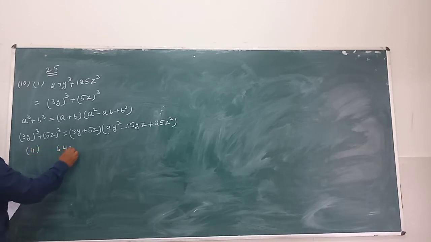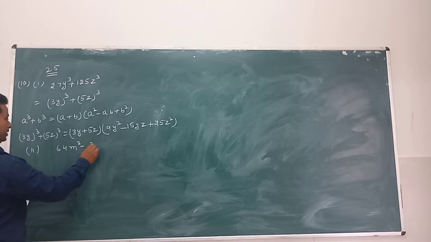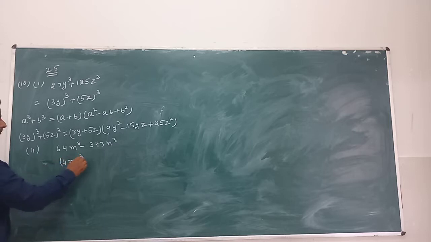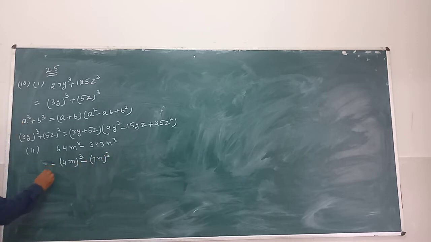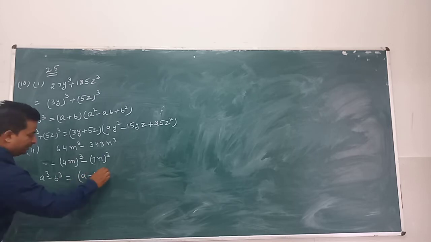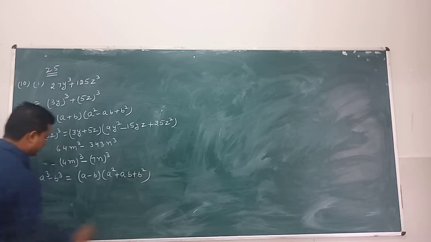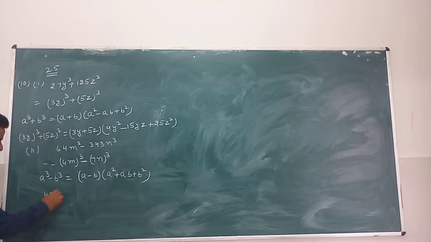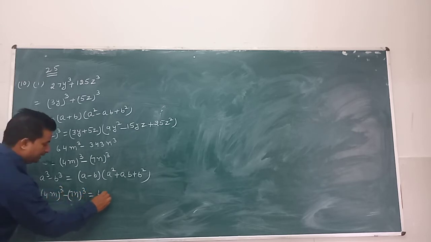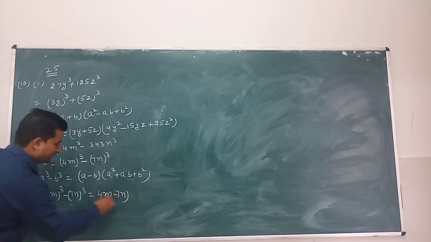In the second part, 64m cube minus 343n cube. We write it as (4m) cube minus (7n) cube. Here we use the identity a cube minus b cube, which is (a minus b)(a square plus ab plus b square). Here a is 4m and b is 7n. So it is (4m minus 7n).